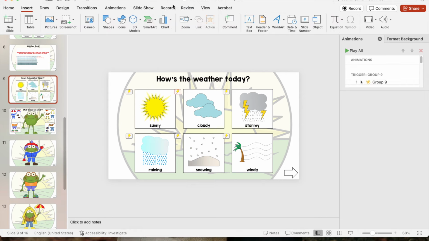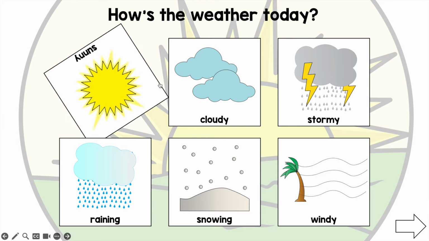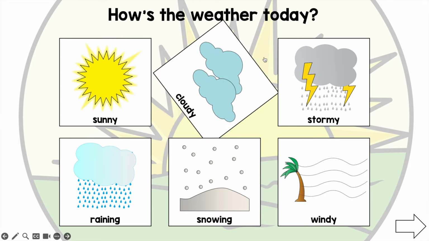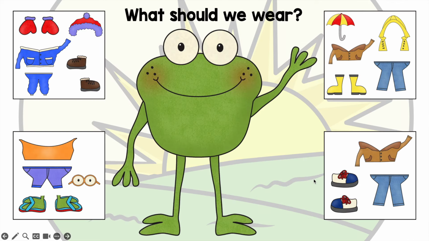I'm actually going to show you it in slideshow mode. So for this one, I'll have the students then look out the window and choose how the weather is today. Now, when you click each of these, they are going to spin. And then we're going to click the arrow and it's going to take you to this page.